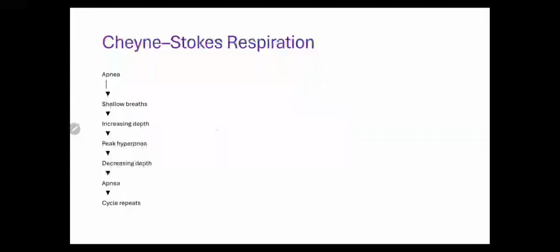This is a beautiful, albeit concerning, cyclical pattern of waxing and waning. It begins with a period of absolute apnea. Then, shallow breaths emerge, gradually increasing in both depth and rate, the crescendo phase, until they hit a peak hyperapnea. Immediately after, the depth and rate begin to decline, the decrescendo phase, fading right back into a period of apnea before the entire cycle repeats.